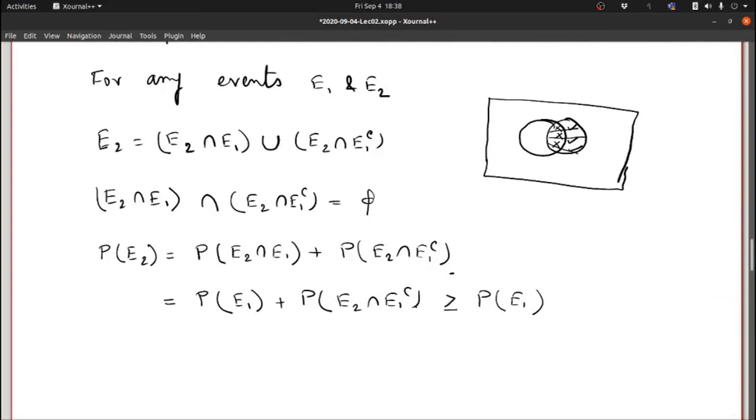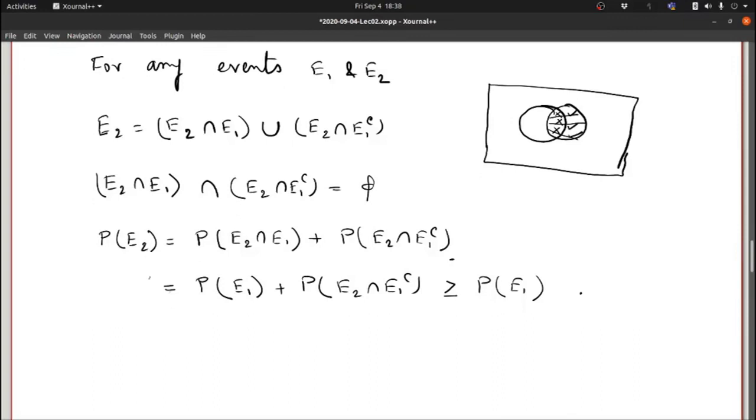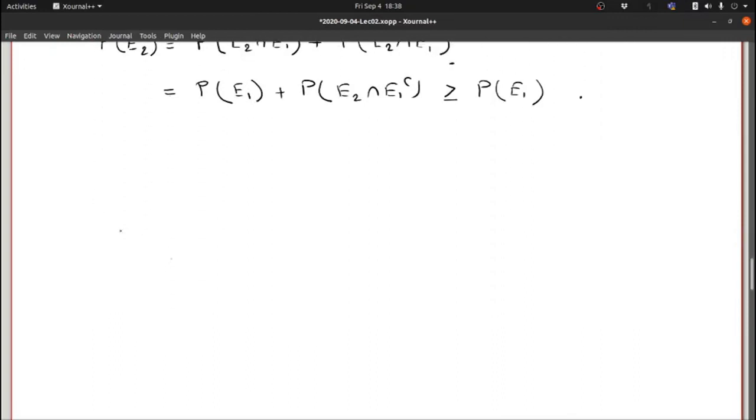Okay, so that completes our proof. So P is monotone, so that means if I have a bigger event, the probability will be higher. Higher basically means greater than or equal to. Okay, so let us see the fourth property. I hope these proofs are fine with everyone. Let us see the fourth property.